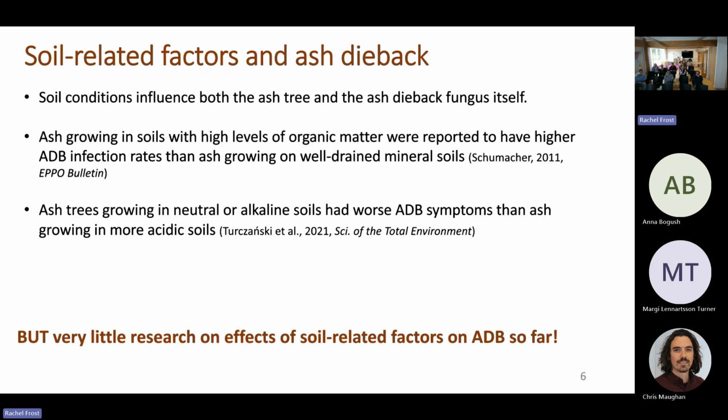And most of them have looked at proxies for soil factors. They've used indicators and indicator species rather than actually testing the soil.